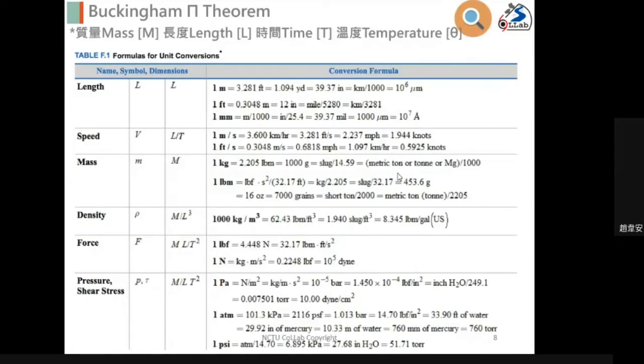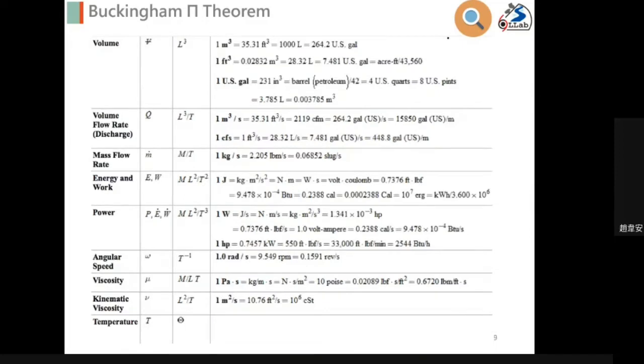So the table just lists all of the dimensions, and so we have length, speed, mass, density, force, and pressure. We use L to indicate length, M to indicate the mass, and T to indicate the time. And for temperature we will use theta. Okay, you can take a quick look.